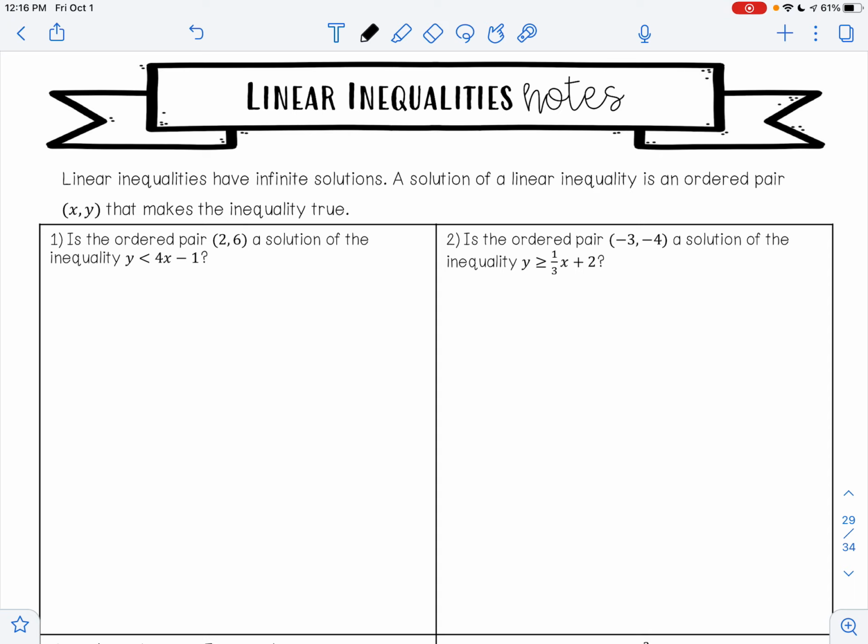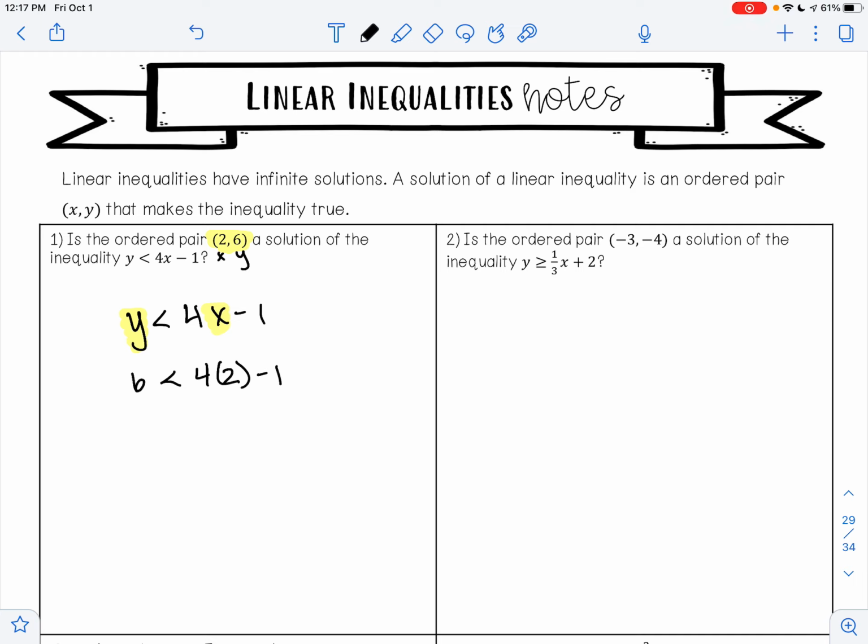On example 1, it says, is the ordered pair 2, 6 a solution of the inequality y is less than 4x minus 1? What we're going to do is take our ordered pair and plug in for x and for y. So instead of writing y is less than 4x minus 1, I'm going to replace y with 6, and I'm going to replace x with 2. Remember, this is 4 times x, so here I have 4 times 2.